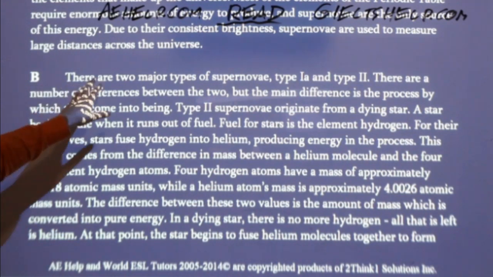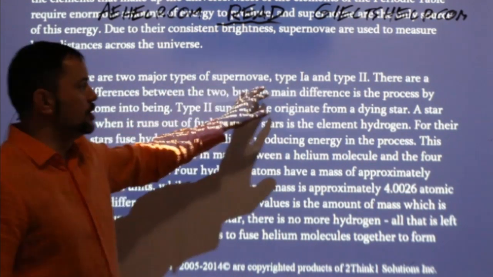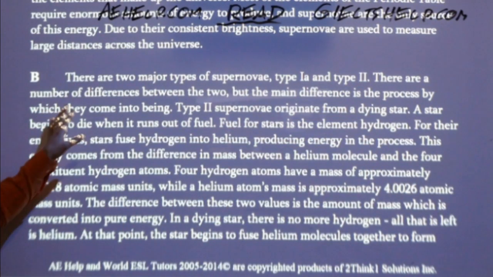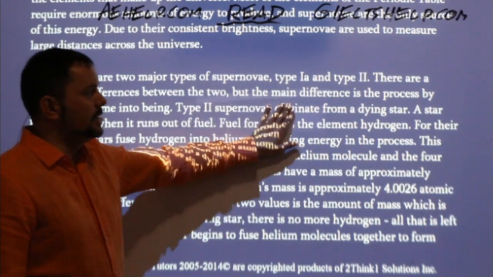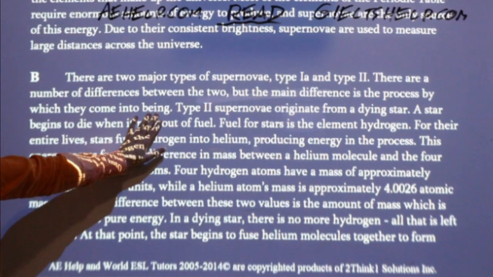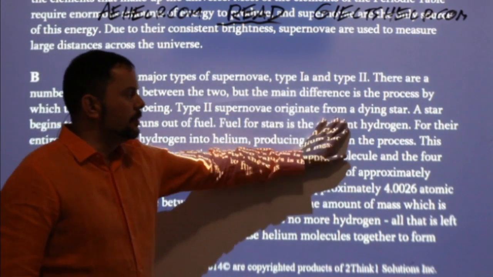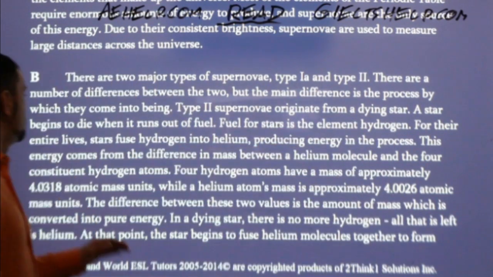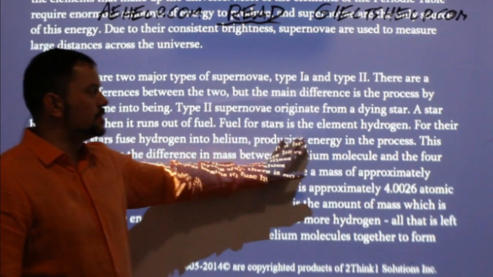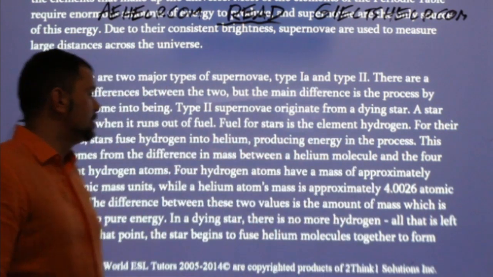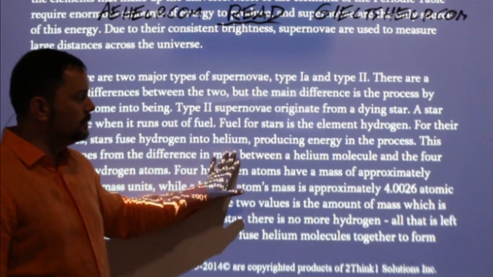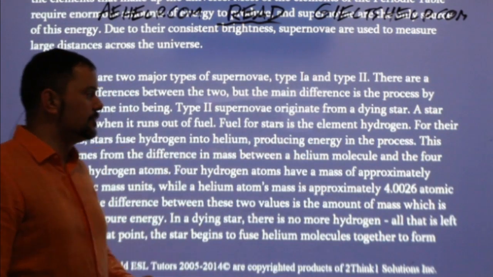B, there are two major types of supernovae, type 1a and type 2. There are a number of differences between the two, but the main difference is the process by which they come into being. Type 2 supernovae originate from a dying star. A star begins to die when it runs out of fuel. Fuel for stars is the element hydrogen. For their entire lives, stars fuse hydrogen into helium, producing energy in the process.